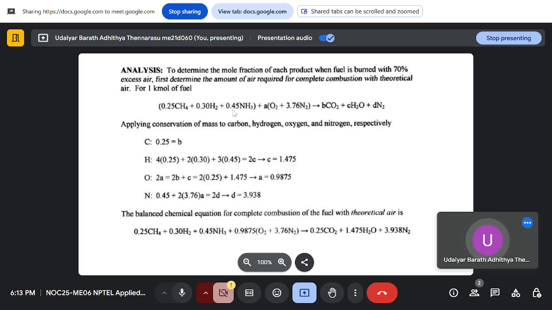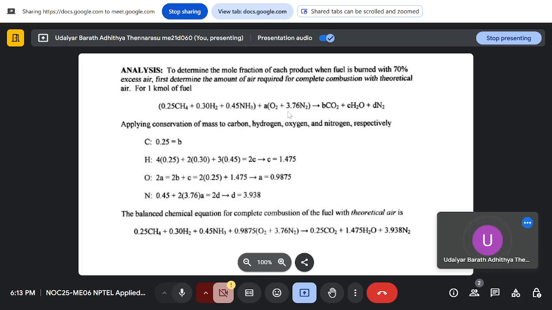And for complete combustion, a similar approach: A oxygen plus 3.76 nitrogen gives B moles of carbon dioxide, C moles of water, and D moles of nitrogen. Doing a carbon balance, we straight away get B is 0.25. Then doing a hydrogen balance, we can take a single hydrogen atom or a hydrogen pair H2. So here, H: 4 times 0.25 plus 0.3 times 2 plus 0.45 times 3 gives us 2C for a water molecule.